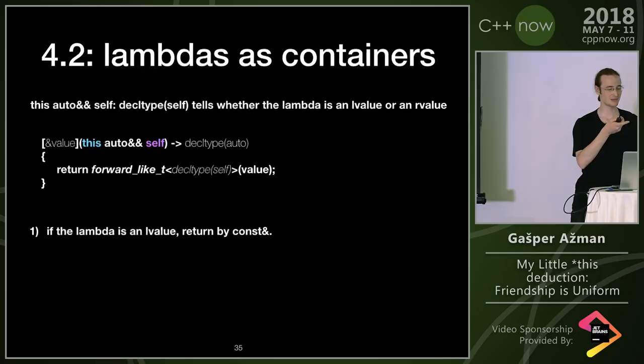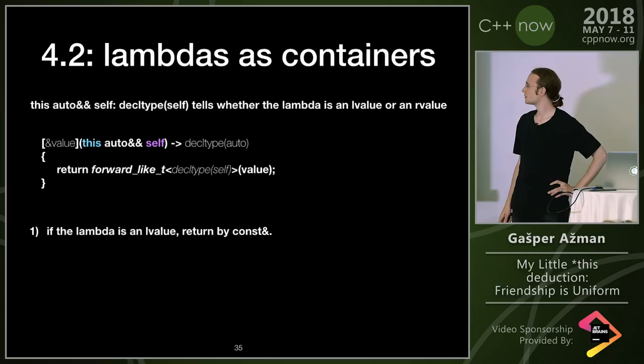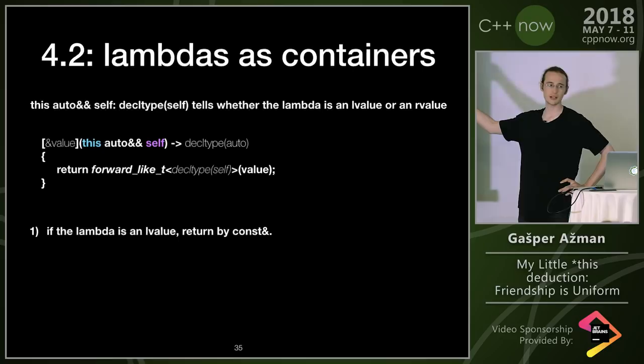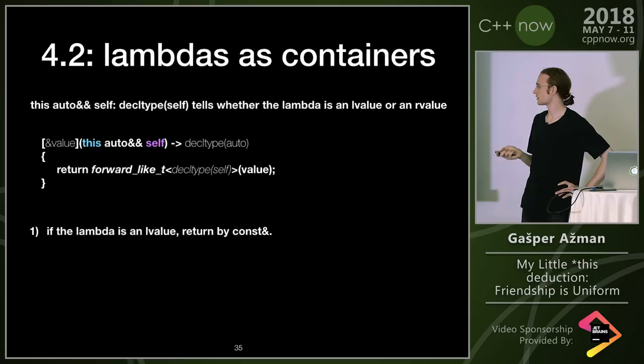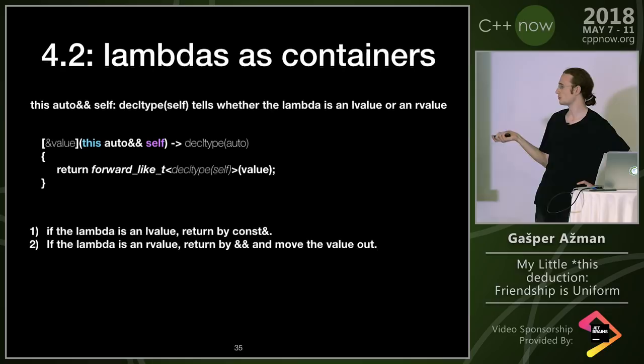Yes? This lambda is wrong, isn't it? Is it? It should be mutable. Yeah, probably. Yeah. No, it takes by reference. It's an rvalue ref. So this pointer, an xvalue. I'm kind of blind. Is value a... Oh. It may or may not be an rvalue ref. It's doing the deduction. Yeah, it's doing the deduction. So if the lambda's an lvalue, return by const ref, and if the lambda's an rvalue, return by ref-ref and move the value out.